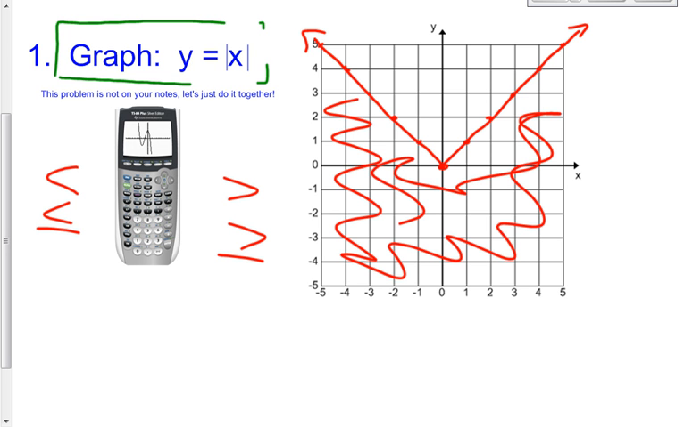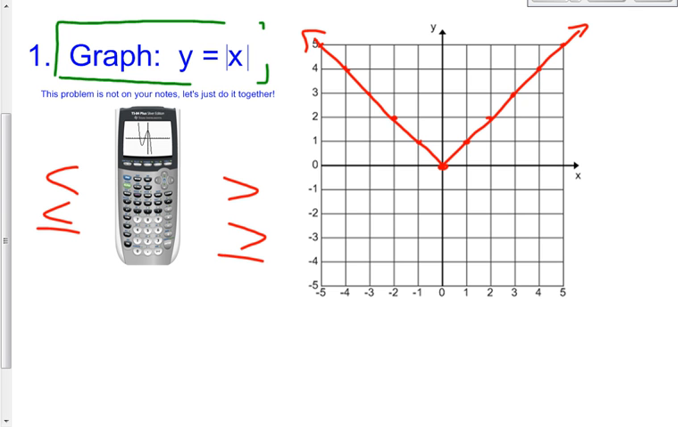right? And then also remember this, if it is less than or greater than, when you write that v, it's going to be a dotted line, because it's not equal to, it's less than or greater than, so it's going to be a dotted v. If it is less than or equal to or greater than or equal to, that's when you're going to have the solid v.